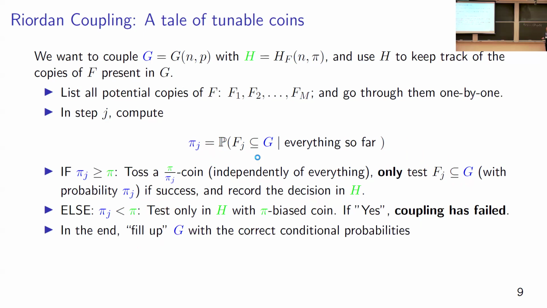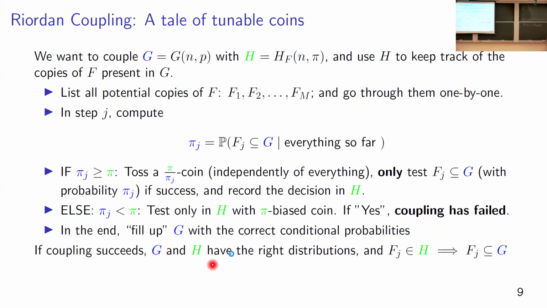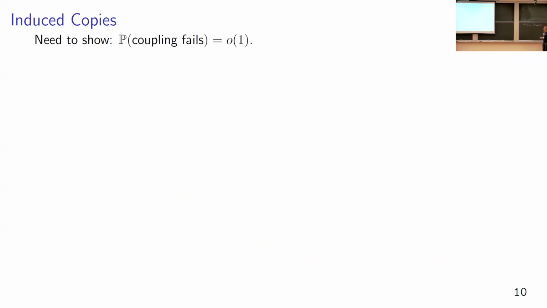And then you go through this. Sometimes you decide whether or not you see a copy Fj. Hopefully you survive. And in the end, you're going to have a hypergraph H and a G that both have the correct distributions. And now indeed, every hyperedge in H will also have the corresponding copy of F in G. Okay, and we now need to make sure that this works. So what we need to show is the probability that this coupling fails goes to 0.